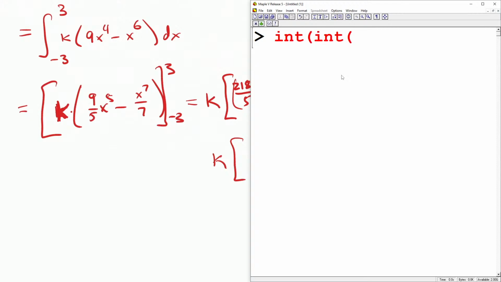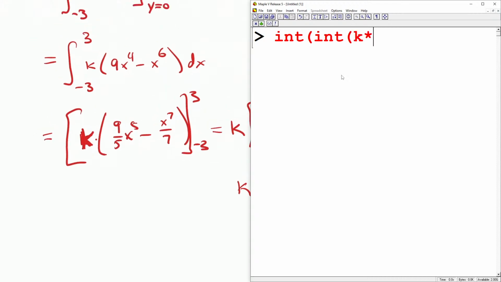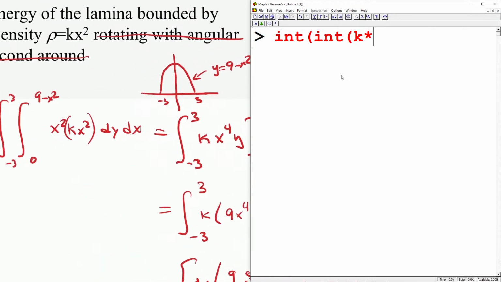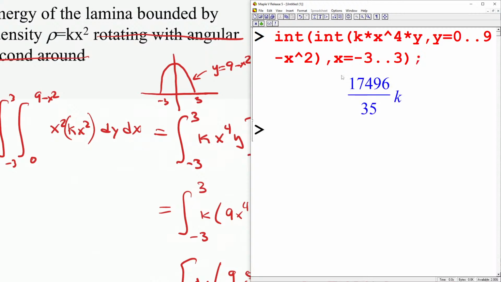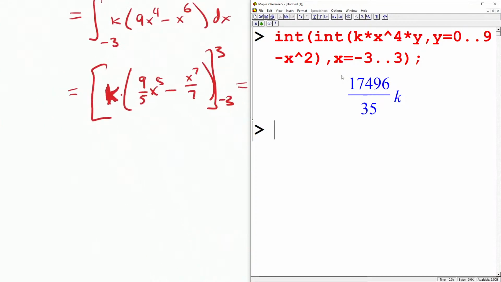I'm just going to double check my math here. Of it was k times, what was the original double integral? X to the fourth times y. Okay, very nice. Where y goes from 0 to 9 minus x squared. Kind of embarrassing that I'm not using Python. X goes from -3 to 3. So, oh, I got it wrong. It was 17,496 apparently. But I could be forgiven because I was trying to do all of that math in my head. 17,496 over 35 times k.